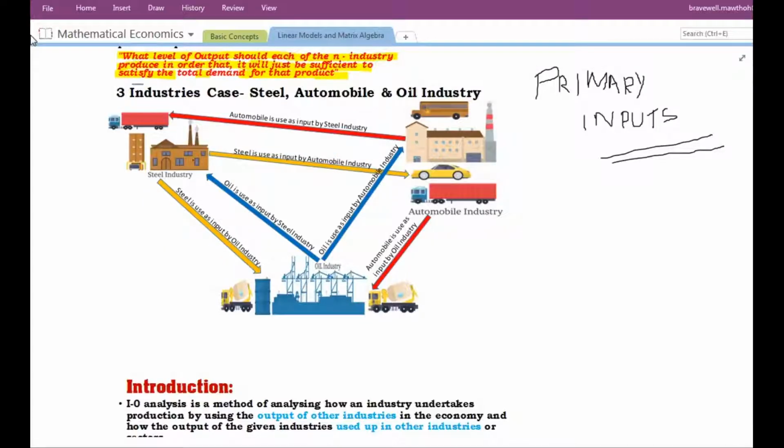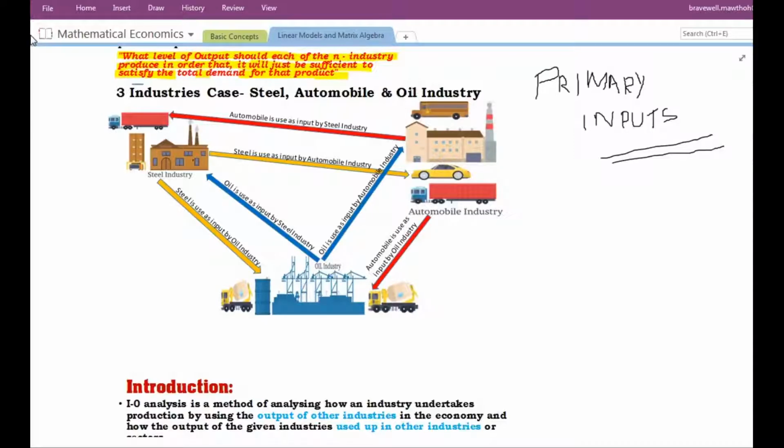If you consider the oil industry, in addition to its primary inputs, oil uses steel products in its manufacturing process, that is for storage facilities, and also uses automobiles as intermediate inputs for transportation purposes, such as from one plant to another or from one refinery to another. The output of the oil industry is in turn used as input by the automobile industry as well as the steel industry.